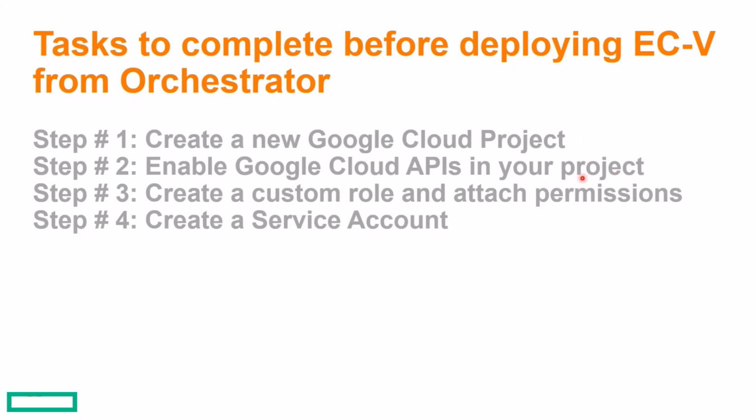Then you will be enabling a couple of APIs in your Google Cloud project. And you'll also be creating a custom role in Google Cloud and attaching certain permissions to that custom role. So why do you need to create this custom role? It's because this is the custom role that gets assigned to what's known as a service account in Google Cloud. And this service account information eventually gets added to the orchestrator so that the orchestrator can perform these tasks on your behalf to deploy the Edge Connect in Google.